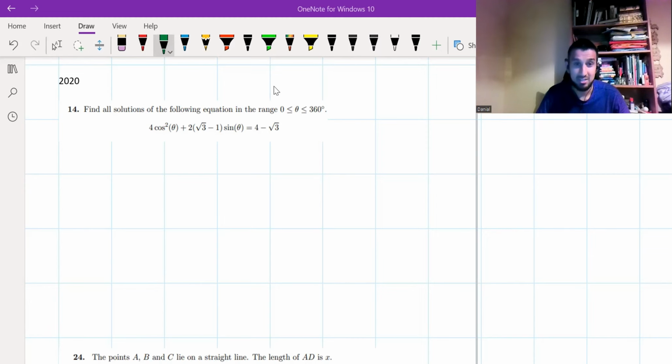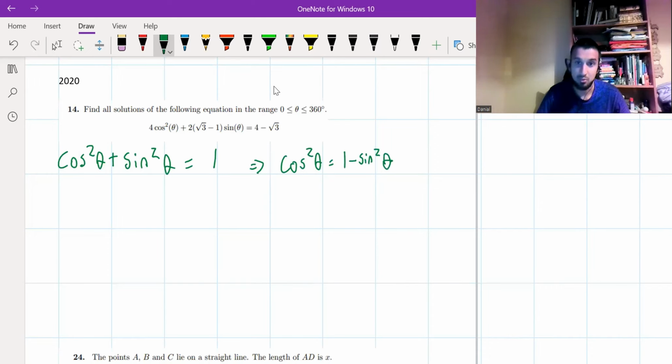So we want it in terms of just sine theta or cos squared theta. Quickly, we can see that cos squared theta equals 1 minus sine squared theta, and that is from an identity you should remember: cos squared theta plus sine squared theta equals 1. So therefore, we can write cos squared theta in terms of sine squared theta. This identity is very useful to change any cos squared theta or sine squared theta into the other.